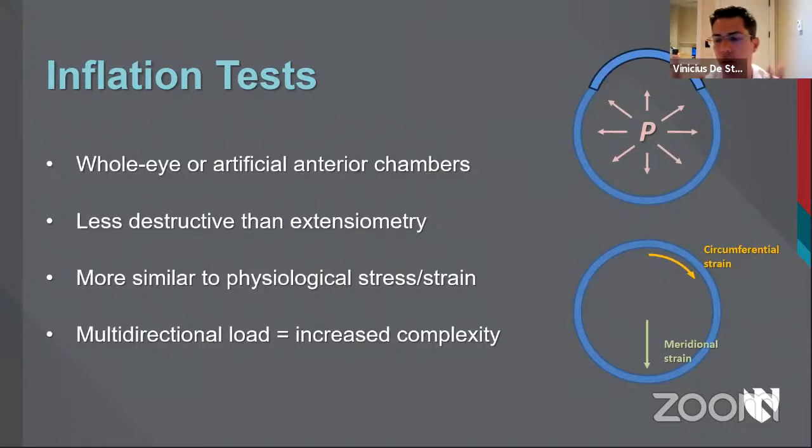And you can also measure other types of strain, not only the axial strain, but also the circumferential strain and the meridional strain. So remember, as I said before, that the stress and strain have direction. So you can measure that with the inflation tests, but being a multi-directional load and multi-directional strain, it increases the complexity of the analysis of this data by a ton. So you need way more advanced techniques to mathematically calculate your findings. It's not a simple division as extensiometry most of the time tends to be.